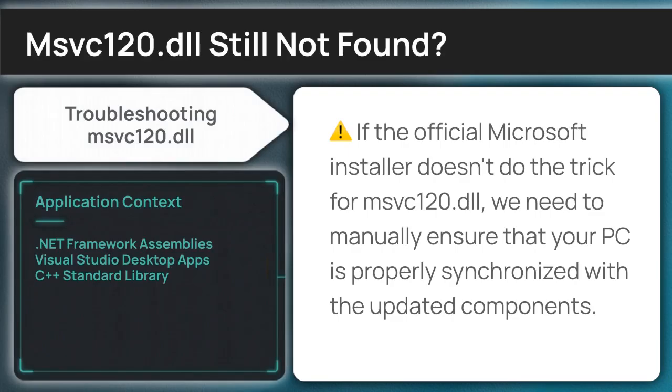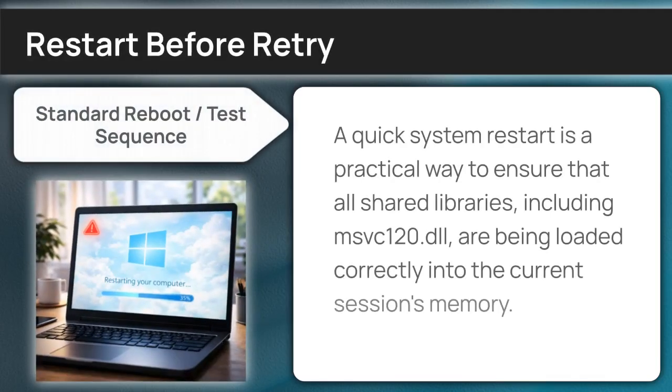the file from loading. A full system restart ensures that no background processes are currently locking the Microsoft Visual C++ 120 library file. A fresh boot allows Windows to reinitialize its library map from a clean state.